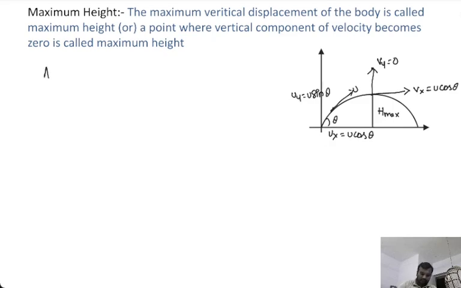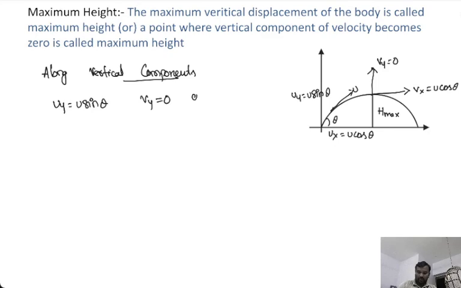So along the vertical components, what are the vertical components? First, initially uy is equal to u sin theta. Finally, the velocity Vy is equal to 0. ay is minus g. Then sy is the maximum height, h max.